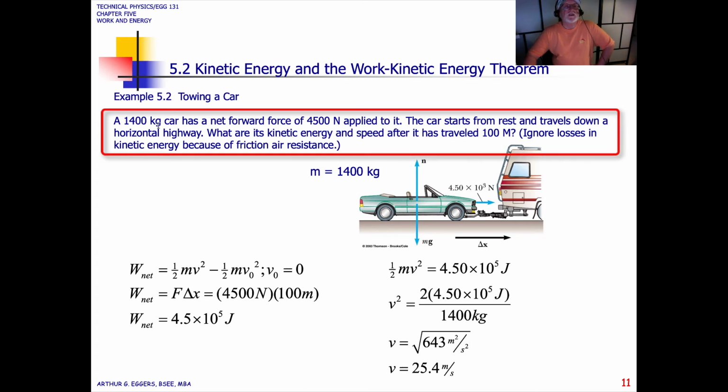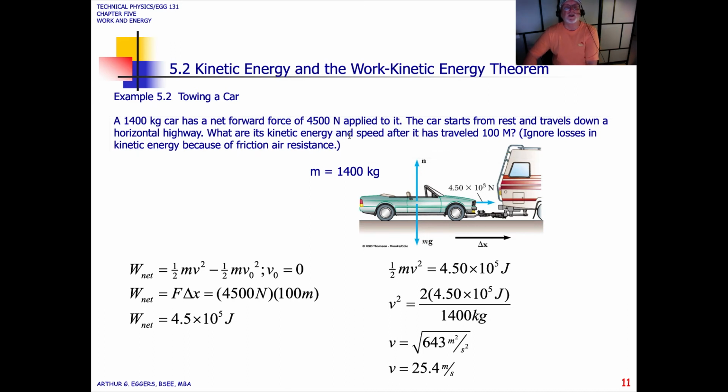We've got a 1,400 kilogram car that has a net forward force of 4,500 newtons applied to it. Okay, the car starts from rest and travels down a horizontal highway. What are its kinetic energy and its speed after it's traveled 100 meters? Now we're going to make some assumptions here. We're going to ignore any losses in kinetic energy because of friction and air resistance, because it would be too difficult to factor these in. So we're going to ignore friction.